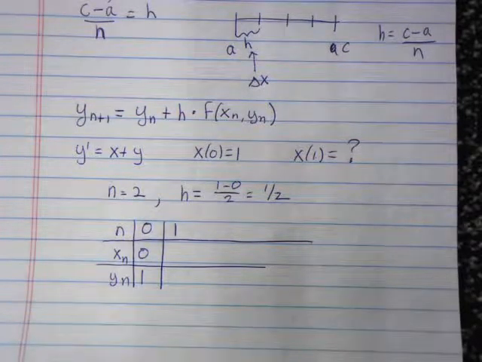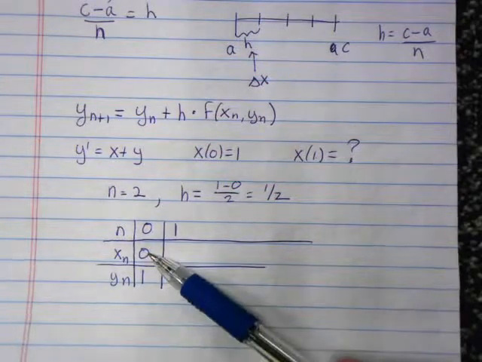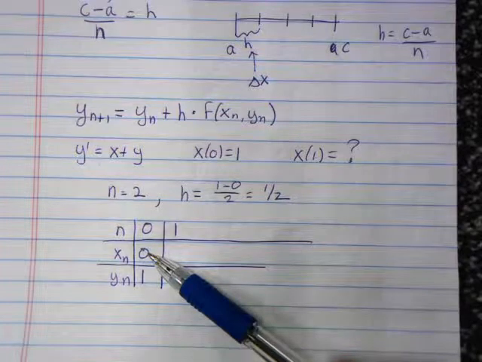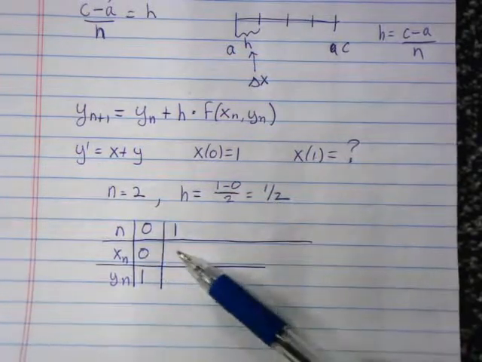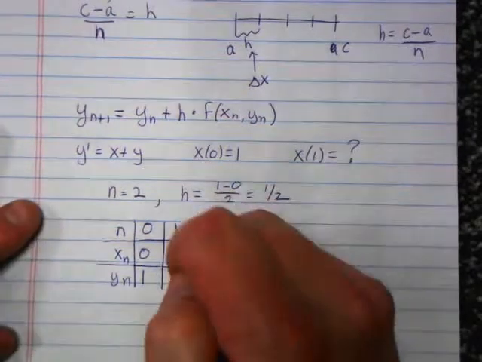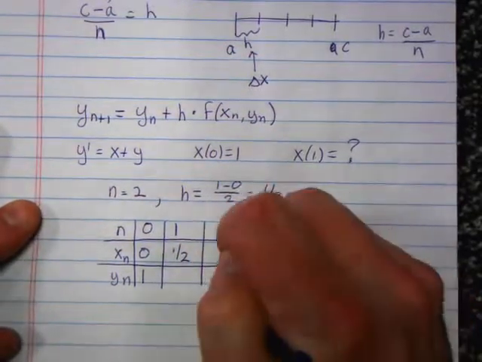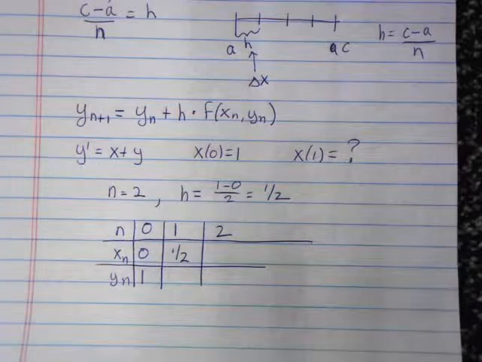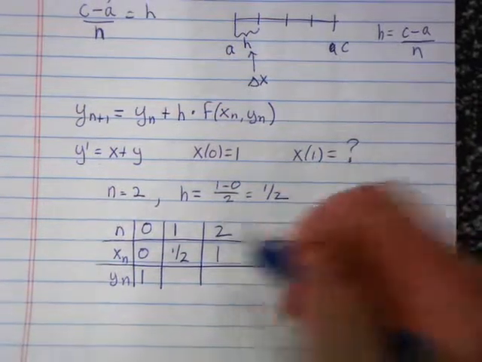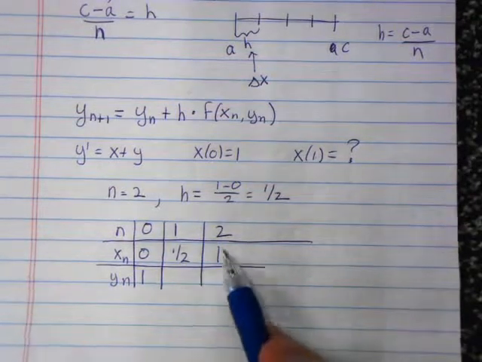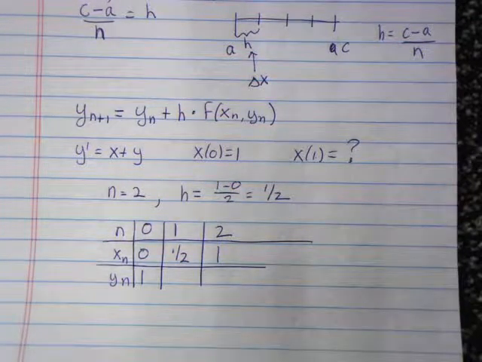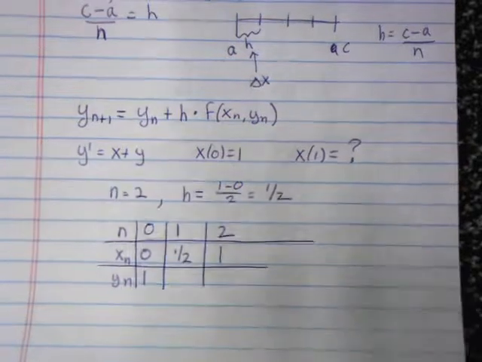When n is 1, what's my x value going to be? Well, I start at 0, and how big a step do I take each time? 1/2. So if I start at 0 and I take a step of 1/2, I'm going to have 1/2. And when n is 2, when I'm all done, it would be 1. I started at 0, I stepped up by 1/2, I stepped up by another 1/2. Well, we've done the easy calculations so far. Now we've got to do the harder calculations.